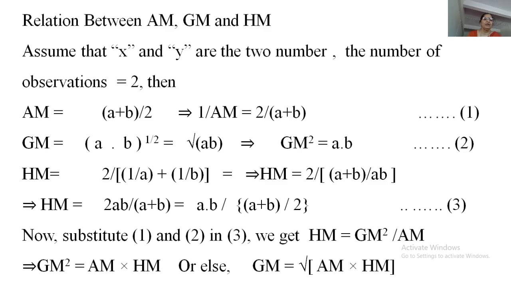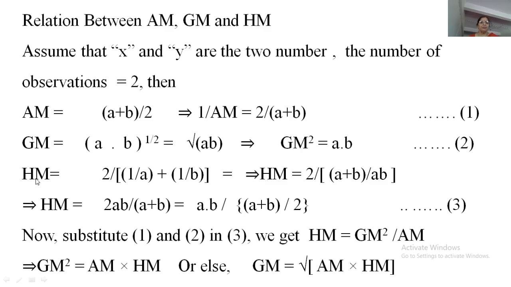For example, instead of x and y, let us take a and b. Suppose we have two numbers a and b. Then what is my arithmetic mean? It is a plus b by 2. So 1 upon arithmetic mean is 2 upon a plus b. What is geometric mean? It is the square root of the product of two observations, that is root ab. So what is geometric mean square? It is a into b.